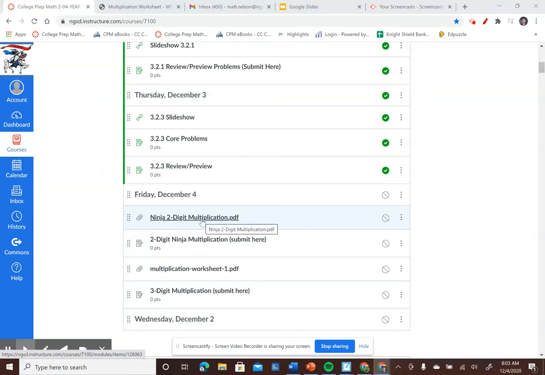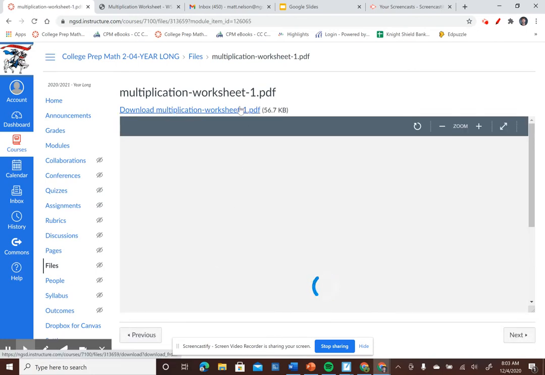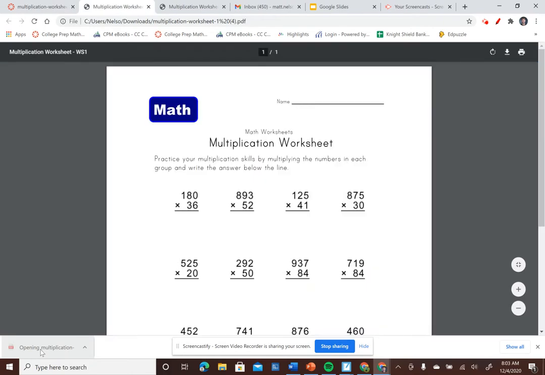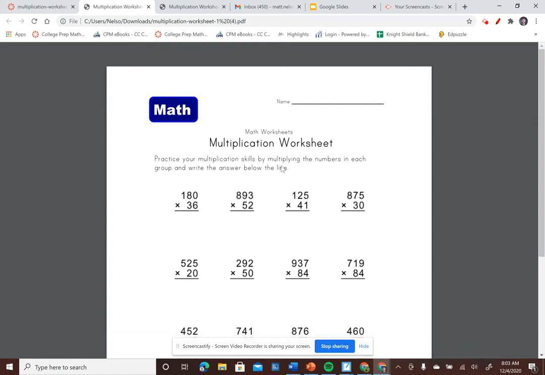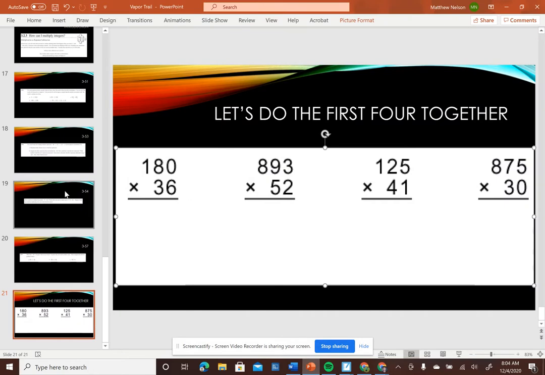All right, so we have just completed the Ninja two-digit multiplication sheet, and we have submitted it right here into Canvas. And now we're going to work on the next worksheet for the day. This is multiplying three-digit numbers by two-digit numbers. So I can click right here to download the PDF. I can open it up and I can print it, or I can simply show my steps and write my answers down on a line sheet of paper. Let's go through the first four set of problems together.